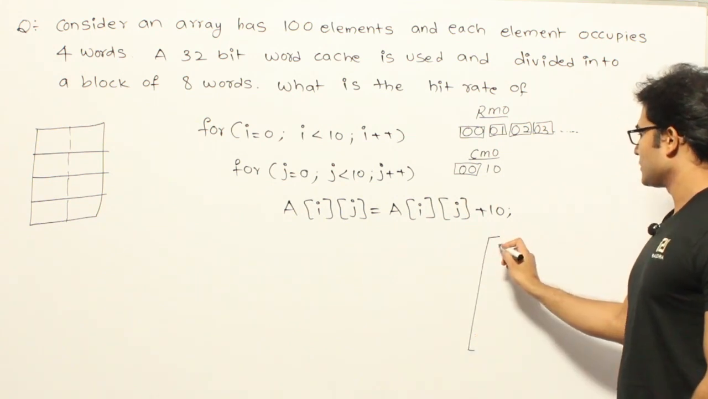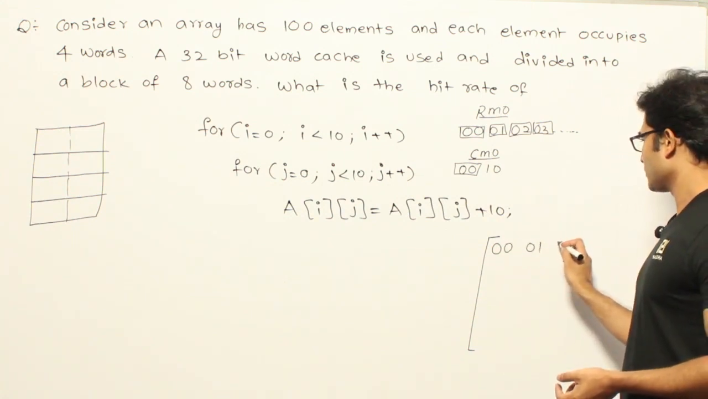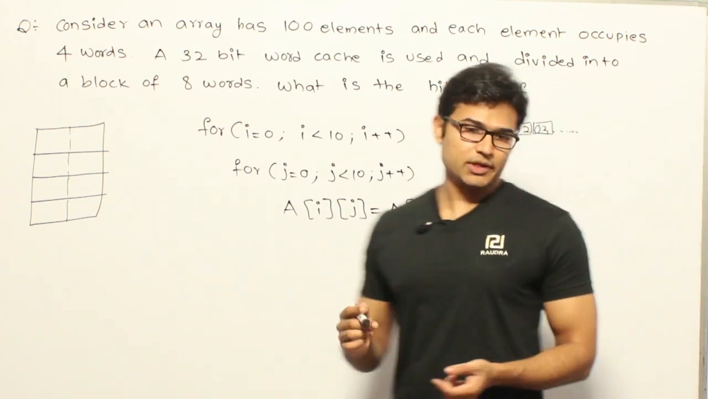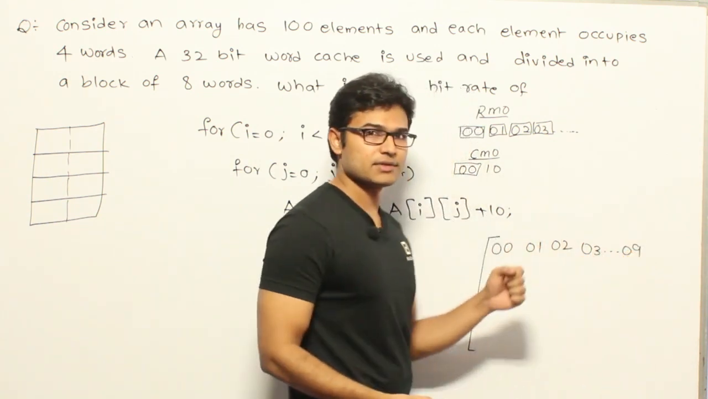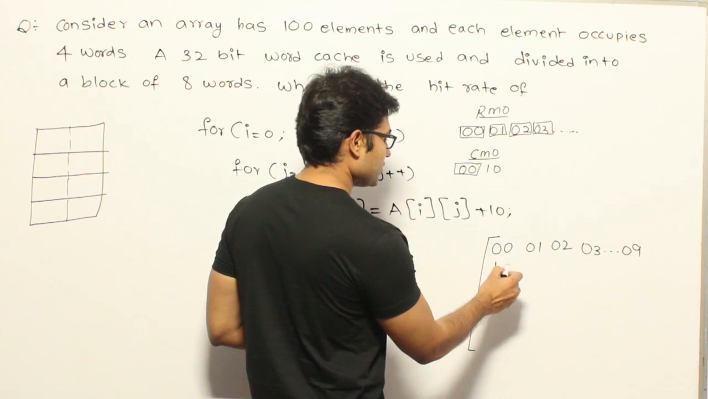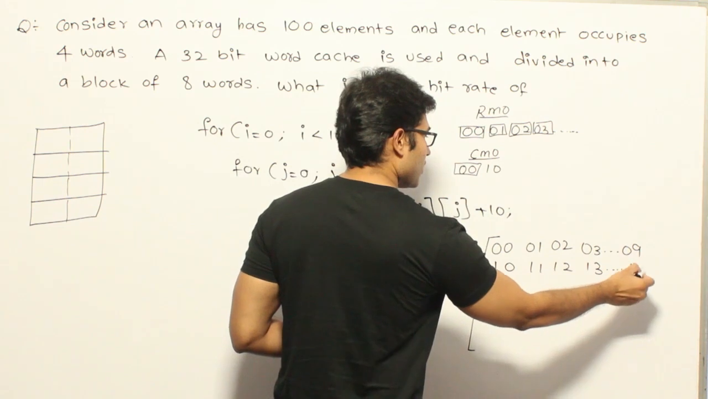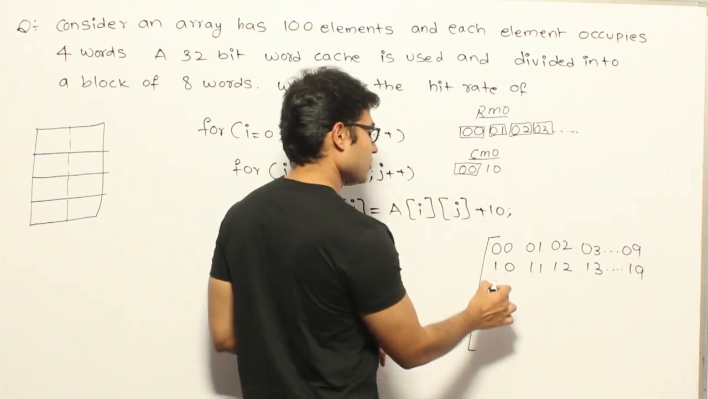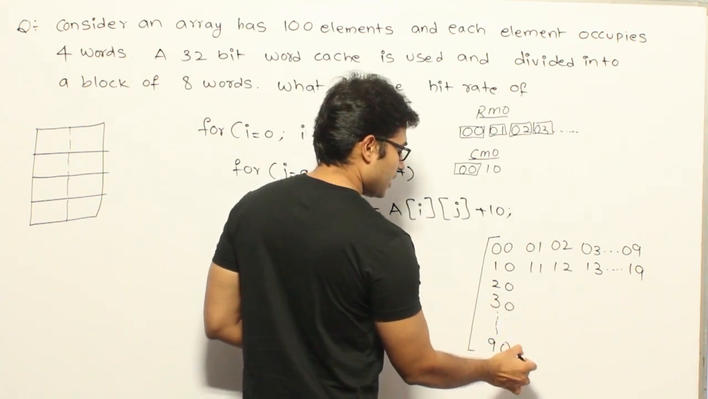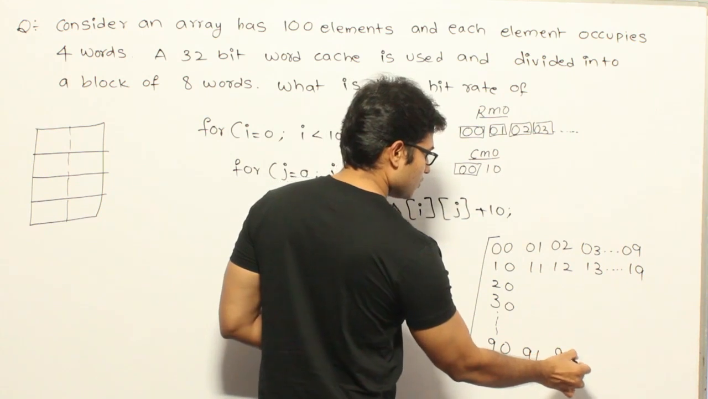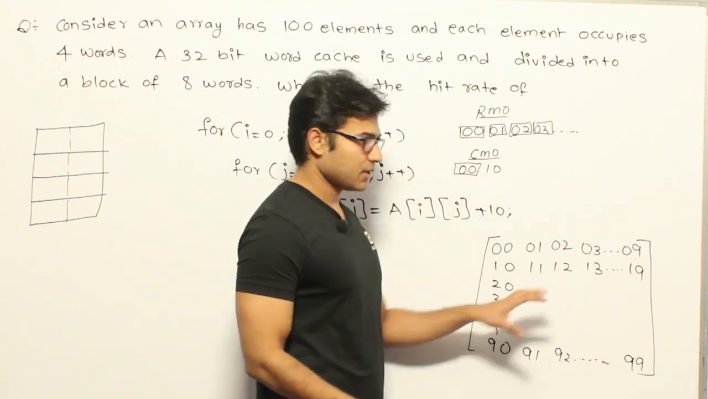So let's say the conceptual view of the array is 0 0, 0 1, 0 2, this is the 0th row, 0 3 and so on up to 0 9, all the 10 elements are like this. And what about this one? 1 0, 1 1, 1 2, 1 3 and so on up to 1 9, right? And this column is going to be 2 0, 3 0 and so on up to 9 0, right? And it is going to be 9 1, 9 2 and so on up to 9 9. So this is how you can conceptually look at the 10 by 10 array.